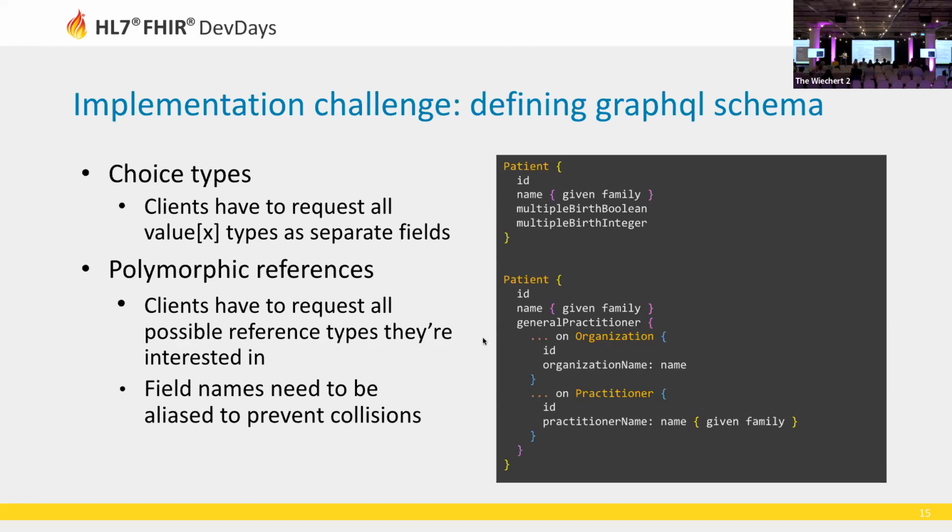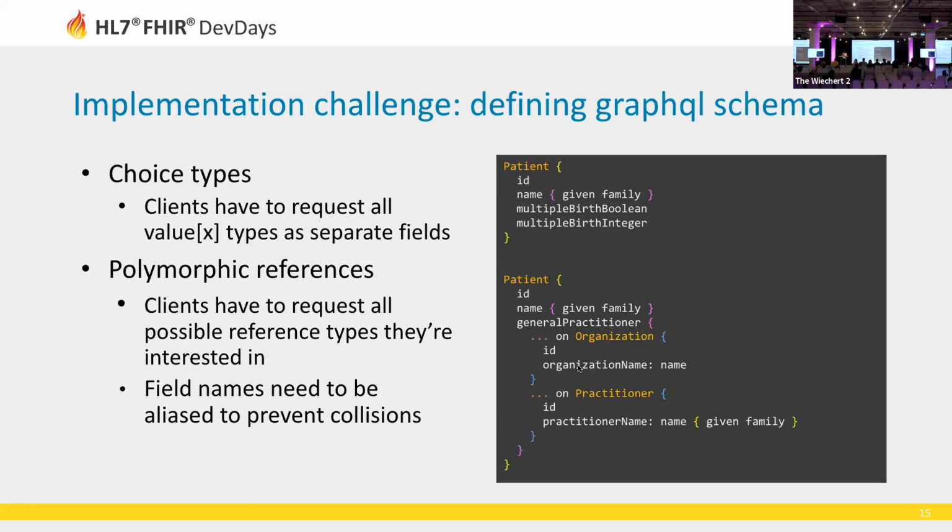And representing that in GraphQL, on the client side, if you're writing your GraphQL client, you have to end up requesting all of the possible types if you want complete data. And then the other type of polymorphism is when your reference could be different types. The example that we like is on the patient, you have a general practitioner, and that could be an organization, it could be a practitioner, it could be a practitioner role. And if you are a client and you want the data, regardless of what type it is, you have to then use these fragments. And in each fragment, you have to know what field you want.